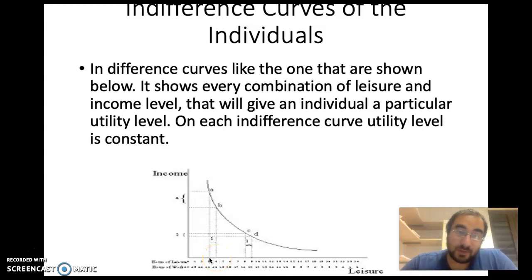So a 1 unit decrease in leisure needs to be compensated with a lot of income. Why? Because leisure is more valuable, income is less valuable. You have a lot of income, not that much leisure. But when you are away from the origin, now income is less, it becomes more valuable. You have more leisure, leisure becomes less valuable. So now, in order to compensate a 1 unit decrease in the leisure, you need to increase the income only a very little amount.